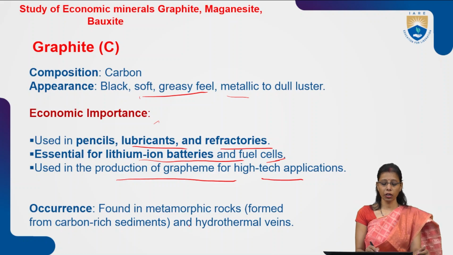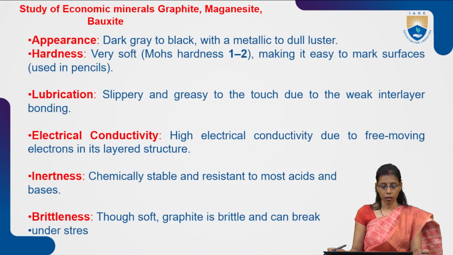Occurrence: it is found in metamorphic rocks formed from carbon-rich sediments, and in hydrothermal veins. Appearance: it appears dark grey to black in color with a metallic to dull luster. When you talk about the hardness, graphite is a very soft material. When you measure on the Mohs scale, it has a hardness of 1 to 2. 1 to 2 means it's a very soft kind of mineral.